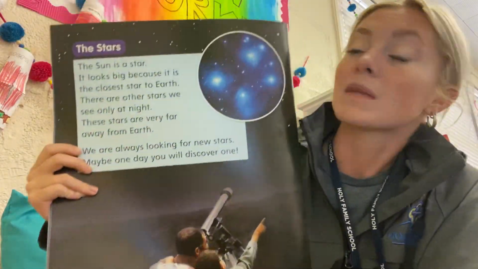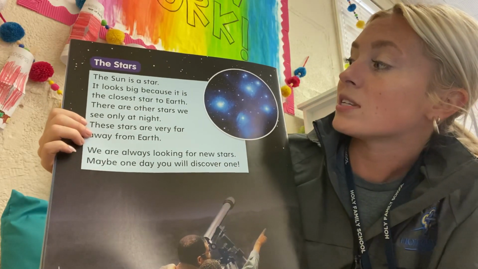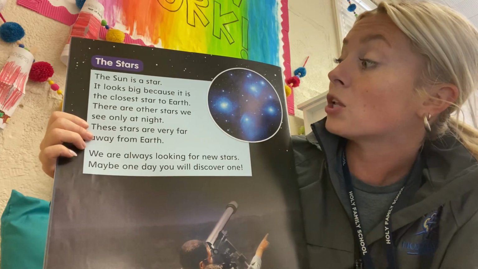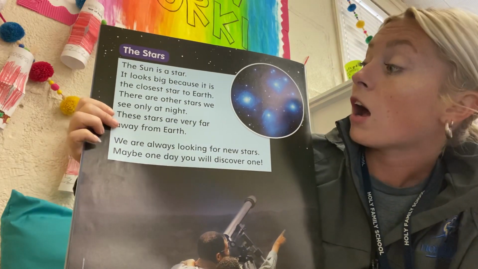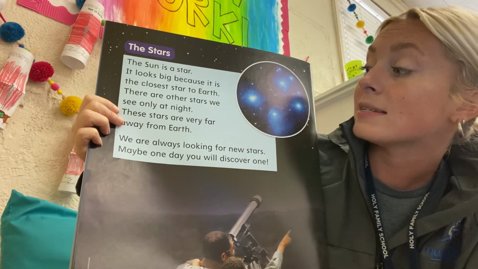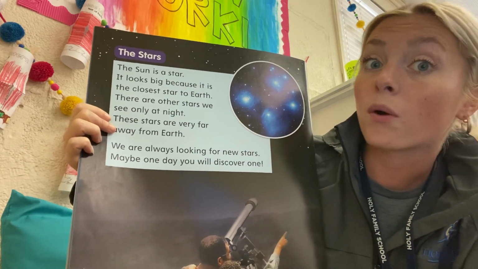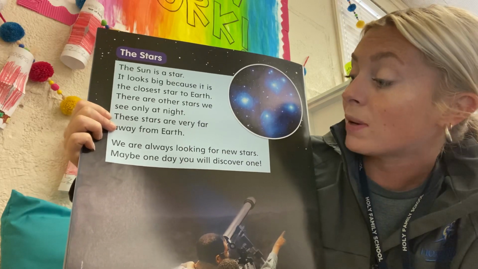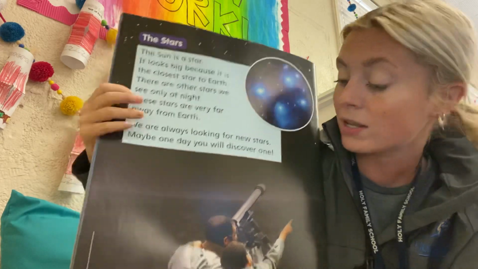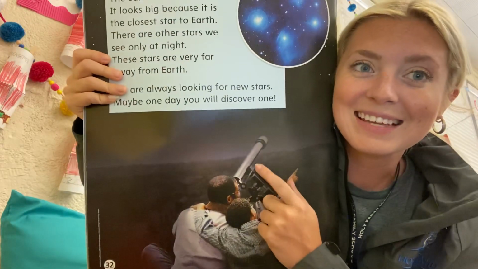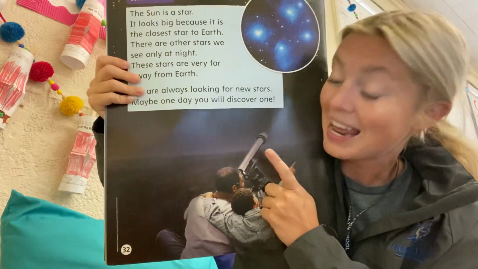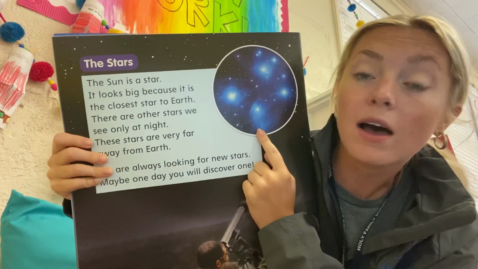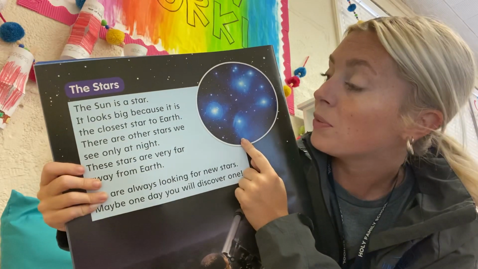All right. And finally, the stars. The sun is a star. Did you know that? It looks big because it is the closest star to Earth. There are other stars we see only at night. These stars are very, very far away from Earth. We are always looking for new stars. Maybe one day you will discover one. So you can look through this. What is this called? A telescope, and then you can see the stars a little closer up, right? And they're so beautiful at nighttime.